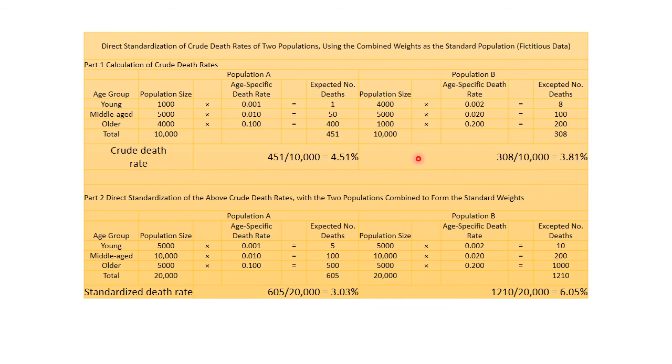So what we can do is now combine these populations together. So again, you'll notice down here when you're looking at this, you have 5,000 in the young category, 10,000 in the middle-aged, and 5,000 in the older. Again, just A plus B, essentially. By applying the age-specific death rates to this combined, fictitious population, we can see here that the standardized death rate for A is lower, roughly 1/2 of what B is. And that kind of makes sense. And again, this allows us to make more fair comparisons, taking into account the fact that one population may skew older or younger than another.